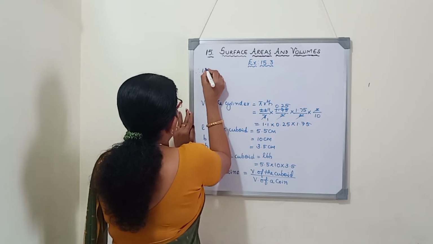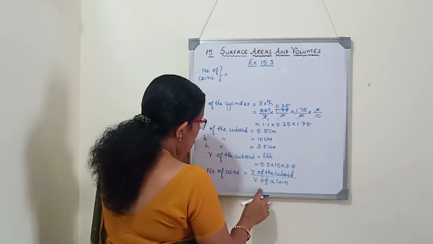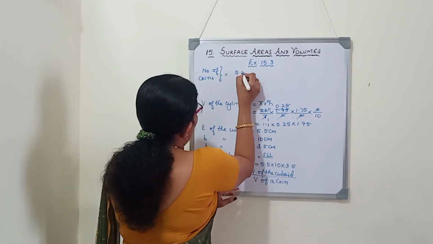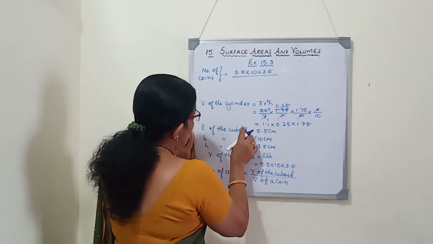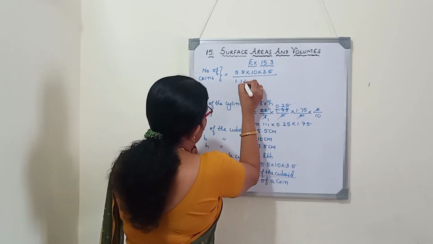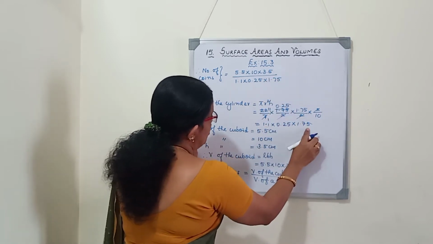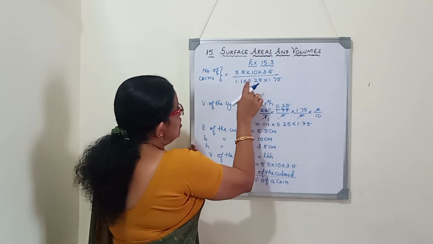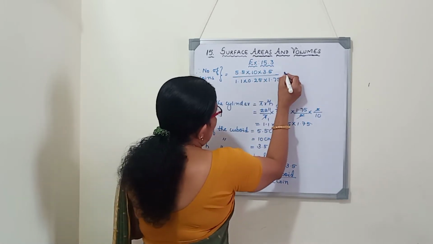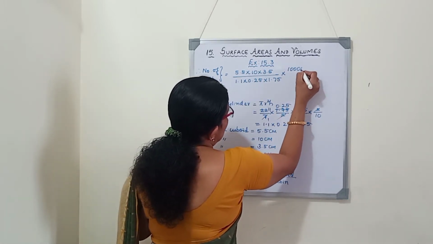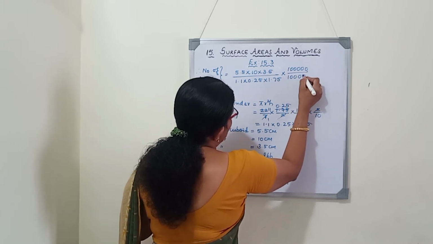Therefore, number of coins equals volume of the cuboid, 5.5 into 10 into 3.5, divided by volume of the coin, 1.1 into 0.25 into 1.75. See, here I simplified and we got these numbers. Now, to change this, we have 2 decimal places in the numerator and in the denominator totally 5 decimal places. So, we will multiply with 1, 2, 3, 4, 5 zeros, that is 1 lakh. We will multiply and divide to remove the decimal point.